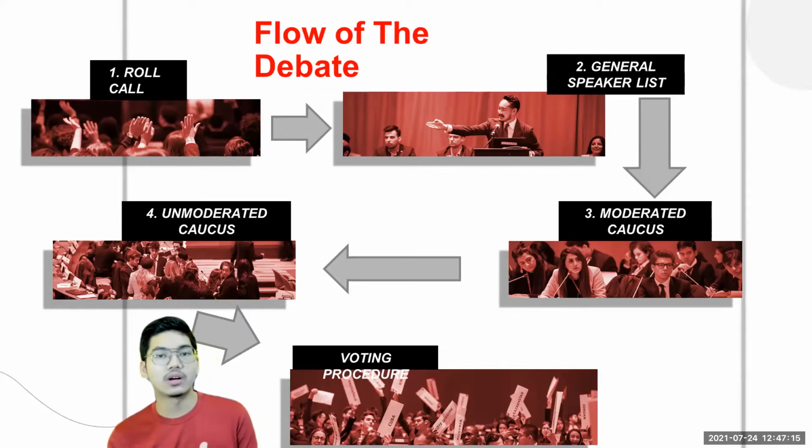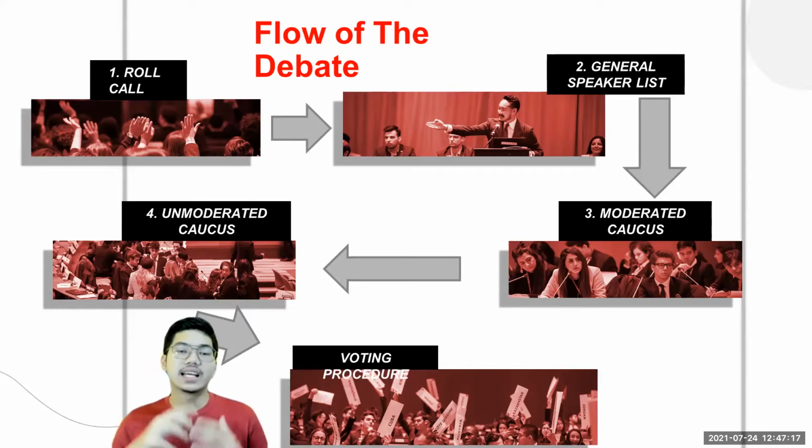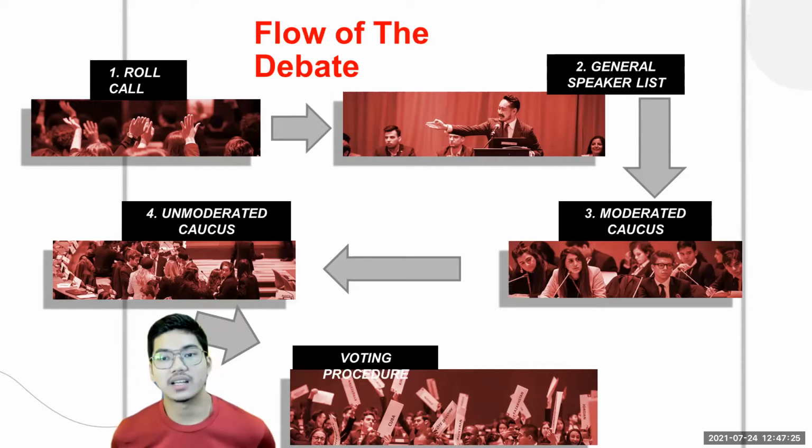The first one is roll call. Roll call is basically a session where your country's name will be called, and all you have to do is state your presence, whether you're present or present and voting. This will be explained after this.